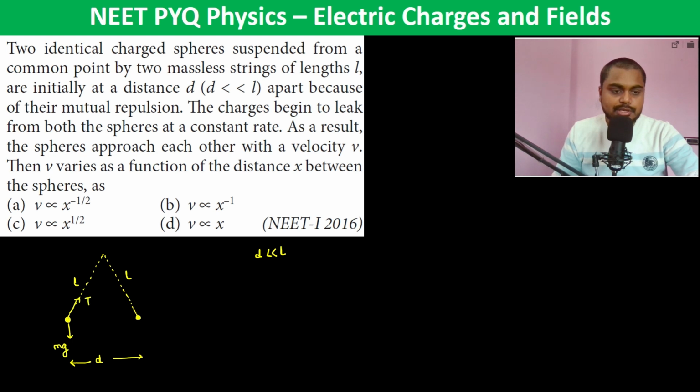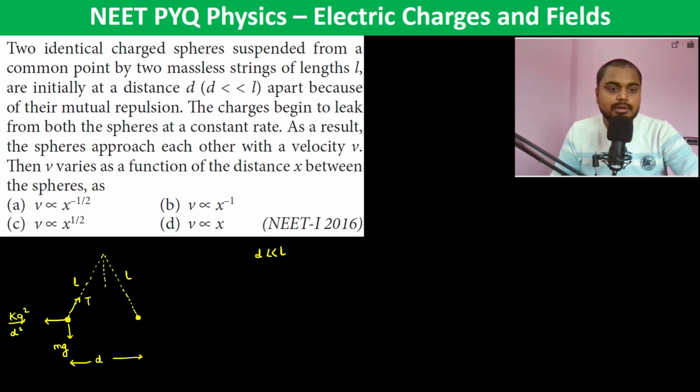इधर हो गया टेंशन T, और इन दोनों के बीच में there is electrostatic force, so therefore kQ² divided by d², ठीक है. तो अभी एक का फ्री बॉडी डायग्राम बनाइए, है ना. ये बना हुआ है एक का फ्री बॉडी डायग्राम.